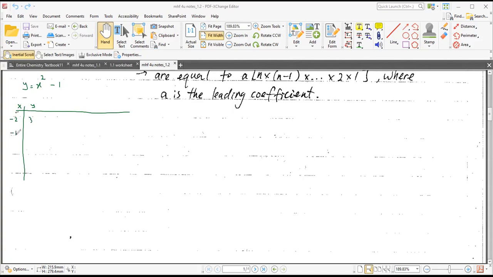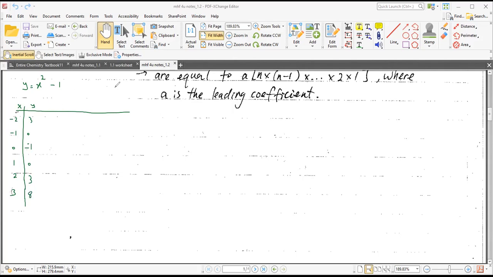Next, -1. So -1 power 2 is 1, minus 1 is 0. If you put 0 here, you get -1. Okay, let's put that here. You put 1, 1 power 2 minus 1 is 0. 2 power 2, 4 minus 1 is 3. I'm going to give you another point. 3 power 2 is 9, minus 1 is 8.